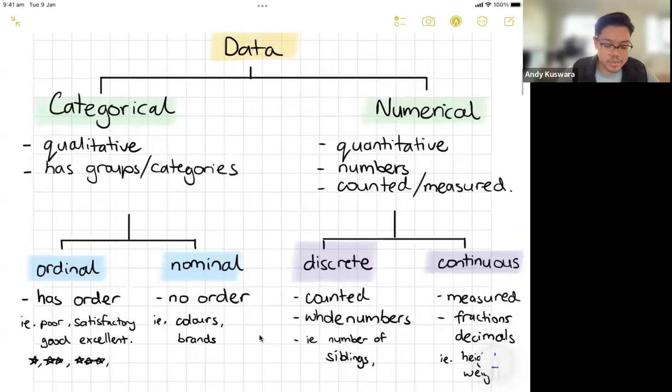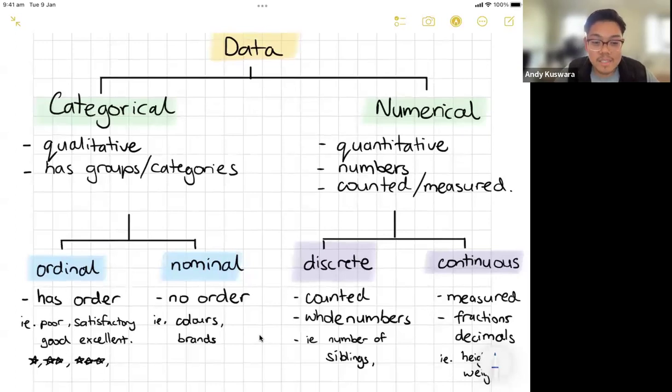If you take categorical down, there are two different types: ordinal and nominal. If something is ordinal, it means that it has an inherent order. For example, on a survey, it says rate your customer service. Was it poor, satisfactory, good, or excellent? There's definitely an order to that.